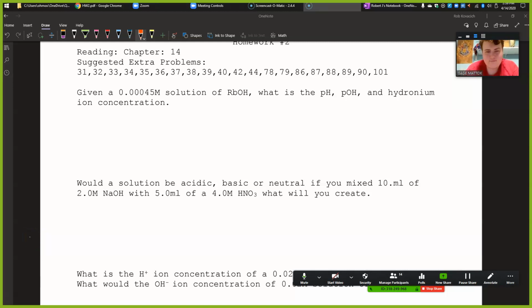Okay, so we have this rubidium hydroxide, and I want to know what its pH, pOH, and hydronium ion concentration are. Which one of these can we answer without doing anything? We know it's a base. Which one don't we have to do much or anything at all for?